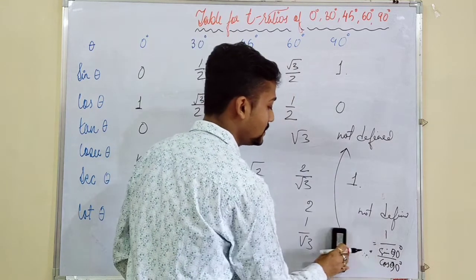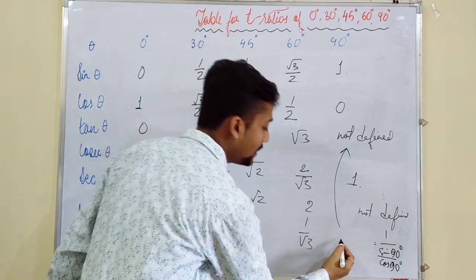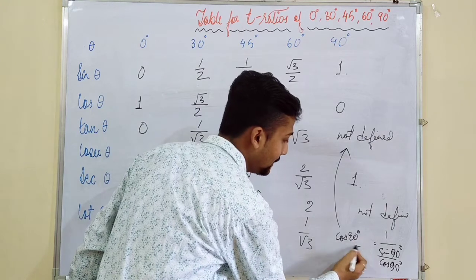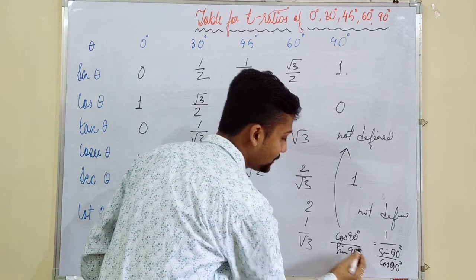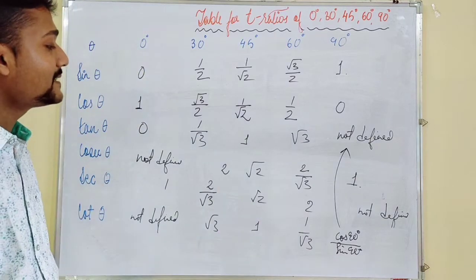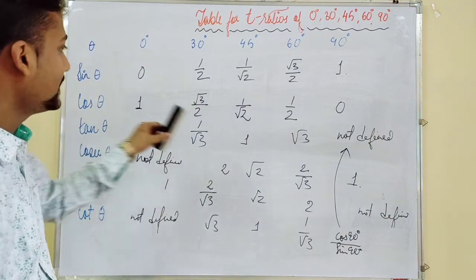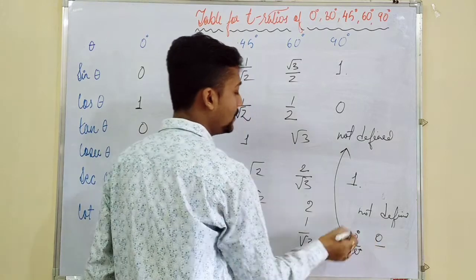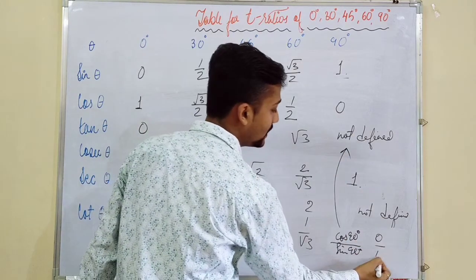Isn't it? See here carefully. So it will become how much? Cos 90 by sin 90. Okay, cos 90 by sin 90. How much is cos 90? Cos 90 is 0. And how much is sin 90? Sin 90 is 1. So it will be equal to 0.